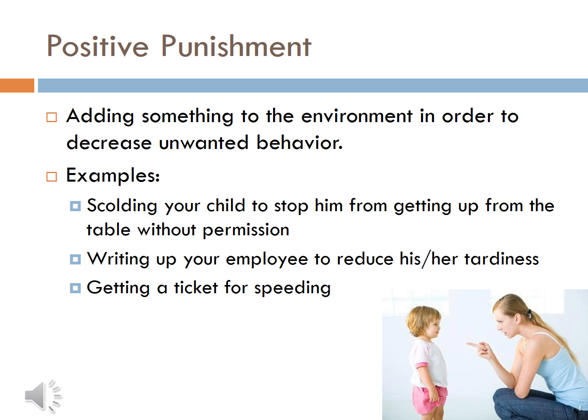Scolding your child to stop him or her from getting up from the table without permission. So scolding, we're introducing scolding into the environment. And what we want to accomplish with that is a reduced likelihood that our child will get up from the table without permission. Another example would be writing up your employee to reduce his or her tardiness. Again, we're introducing a discipline incident into your employee's environment in order to reduce the likelihood that he or she will be tardy in the future.